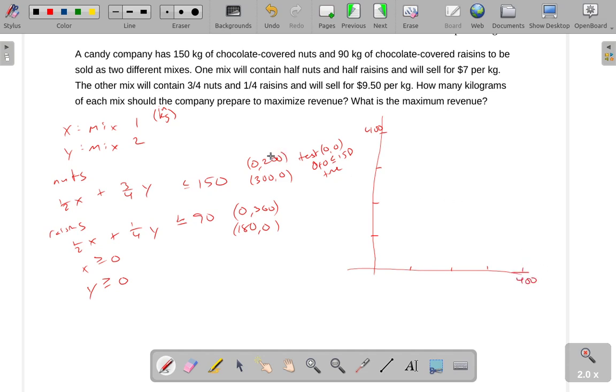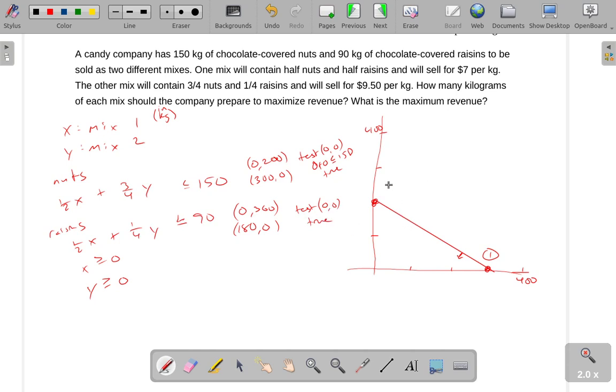All right, now I'll go ahead and graph my boundary lines. 0, 200 is right here, and 300, 0 is over here. So when I graph that line, it'll be about there. This is line 1, and we'll shade toward the origin. For this second line, I'll do my test, 0, 0. The same sort of thing happens here. 0 plus 0 is less than or equal to 90 is a true statement, so we'll shade toward the origin on this one.